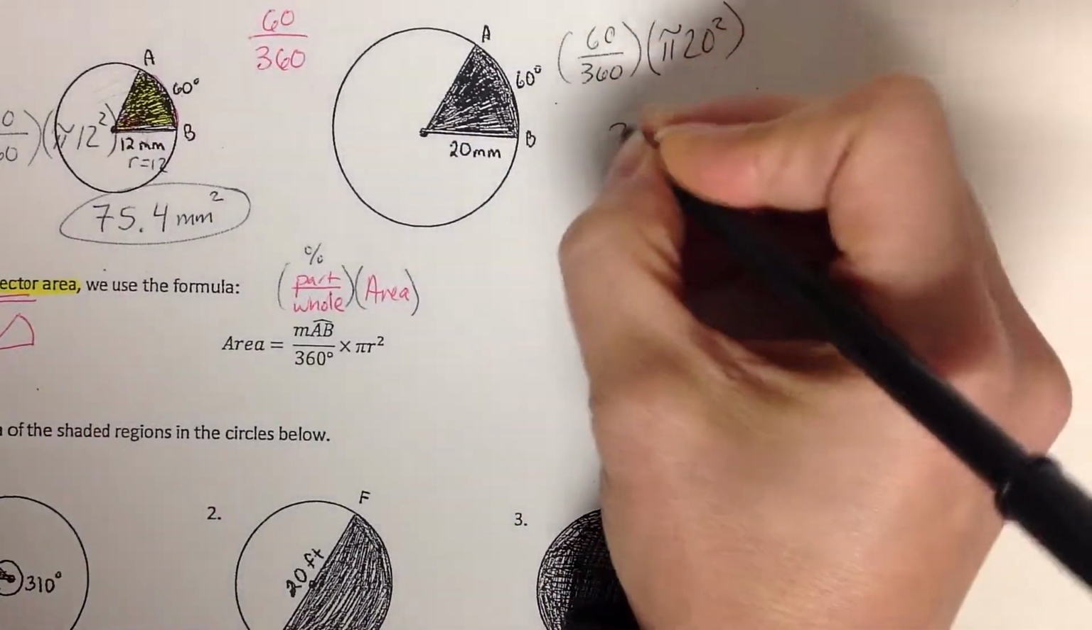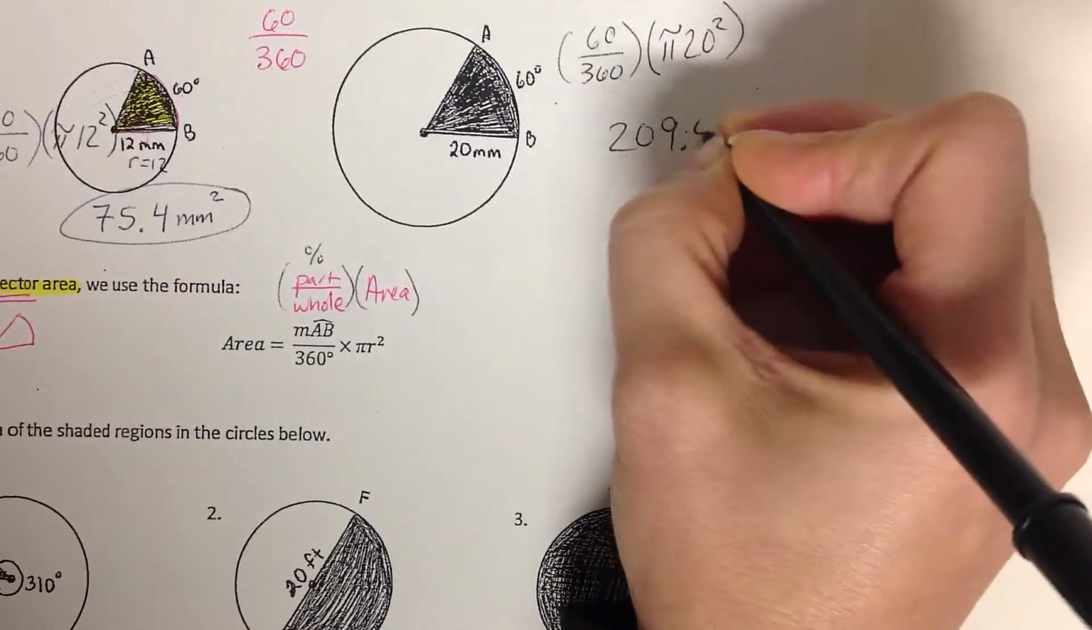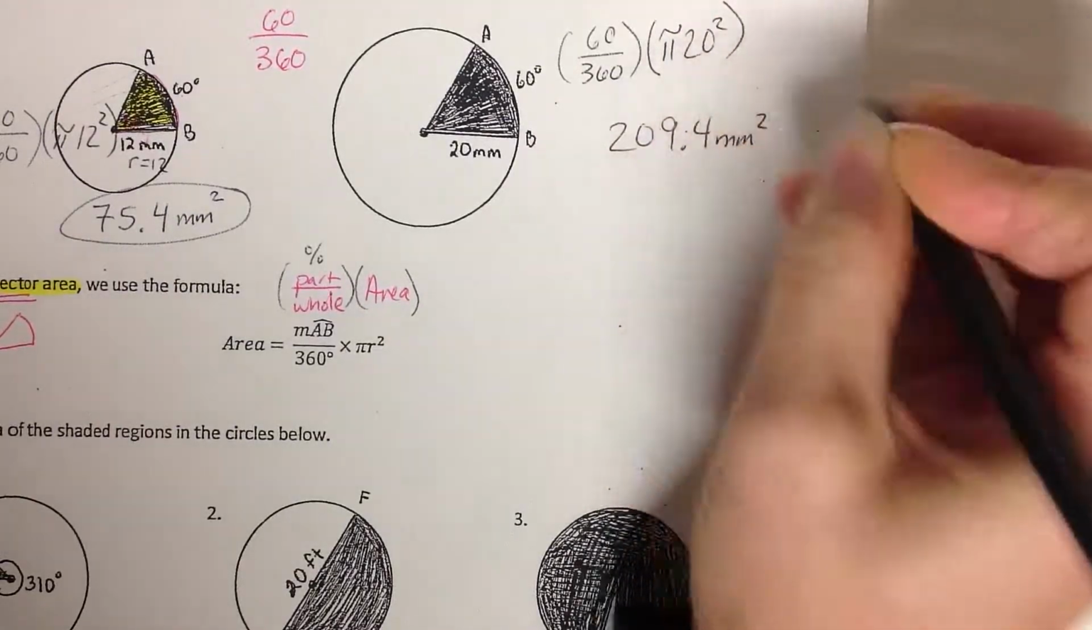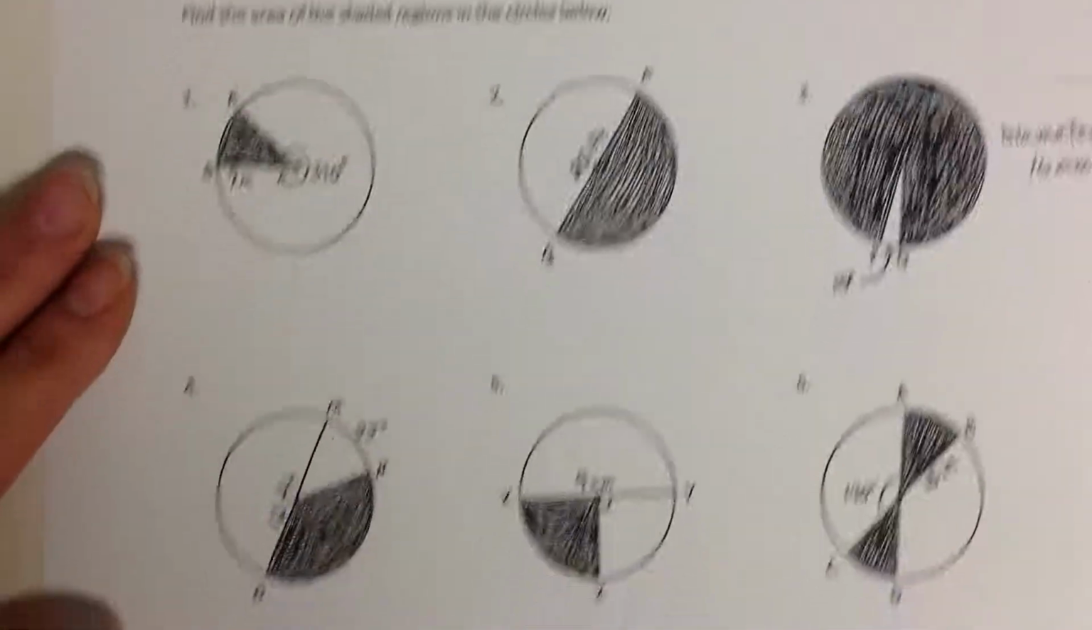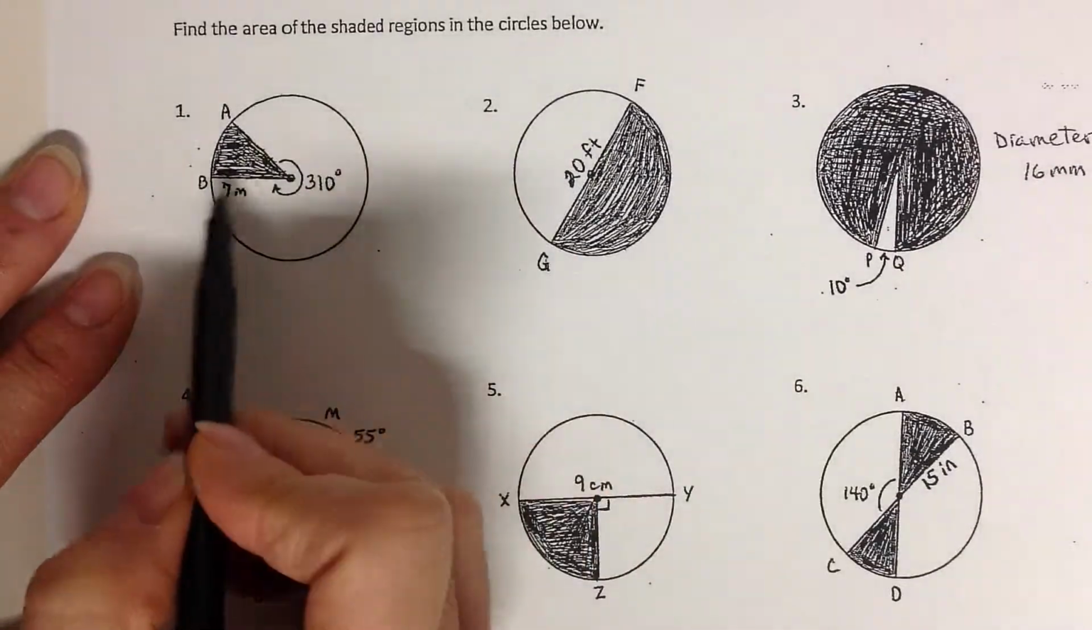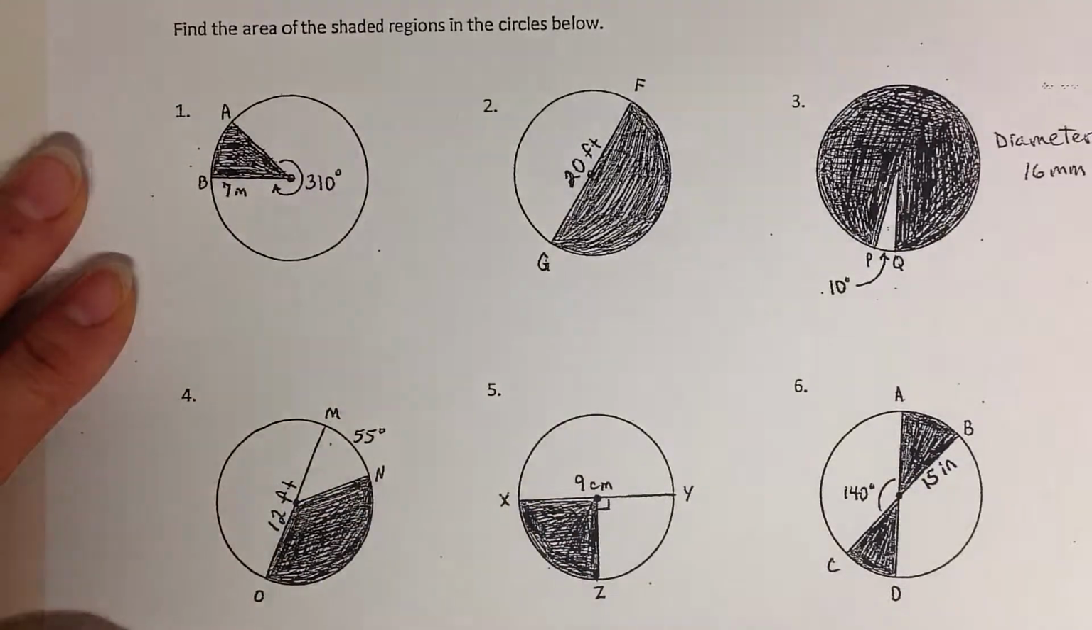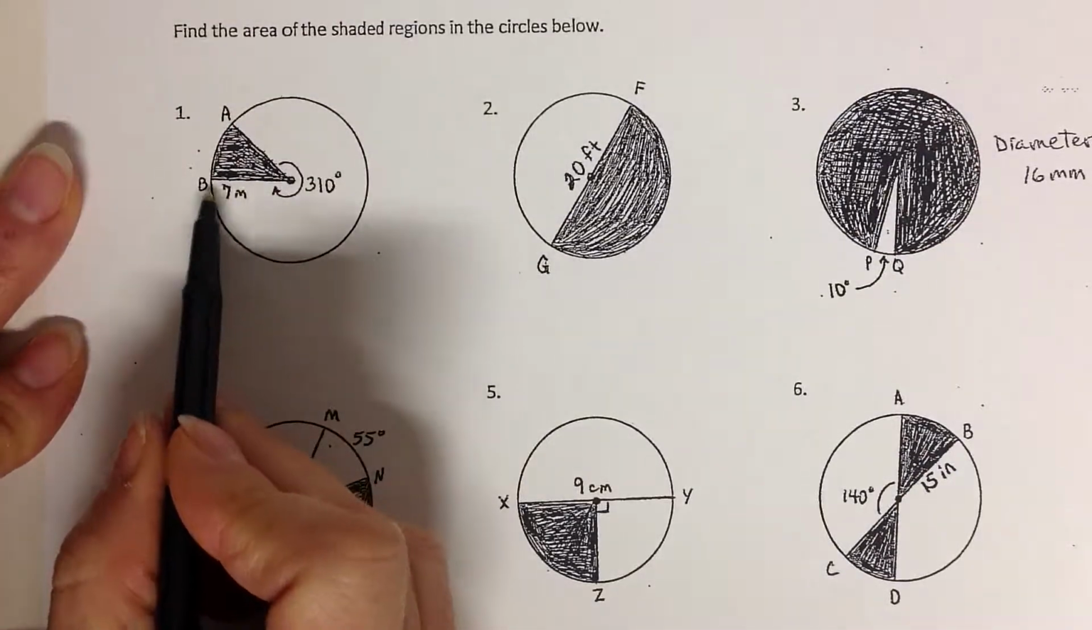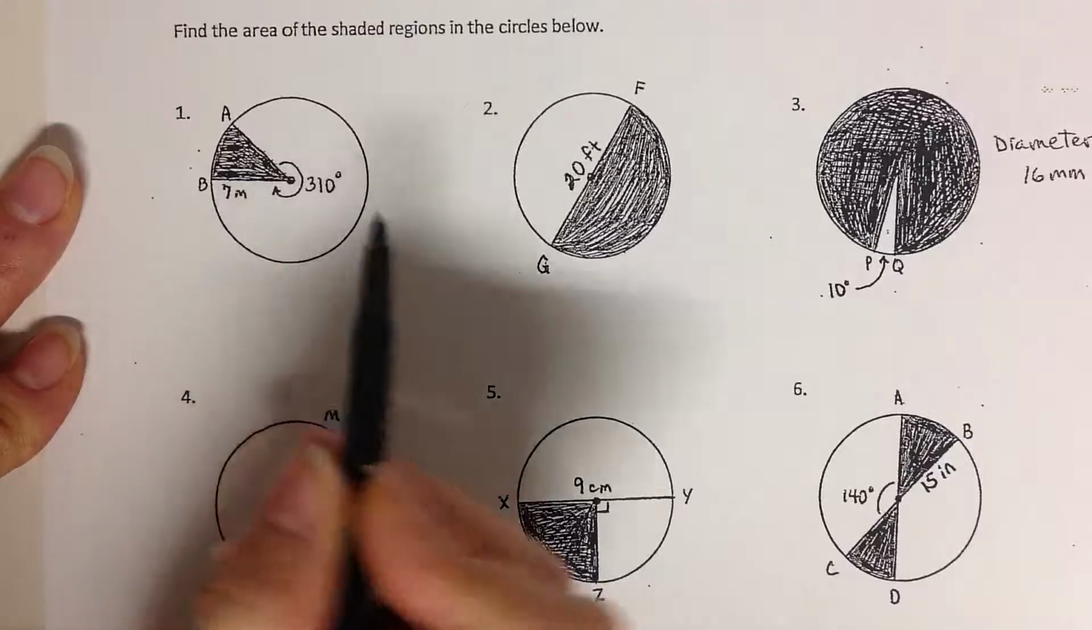209.4 square millimeters. Okay, so I'm going to do one of them over here. So I'm just going to do one. I don't think I need to do a whole bunch here. Maybe I will do two.